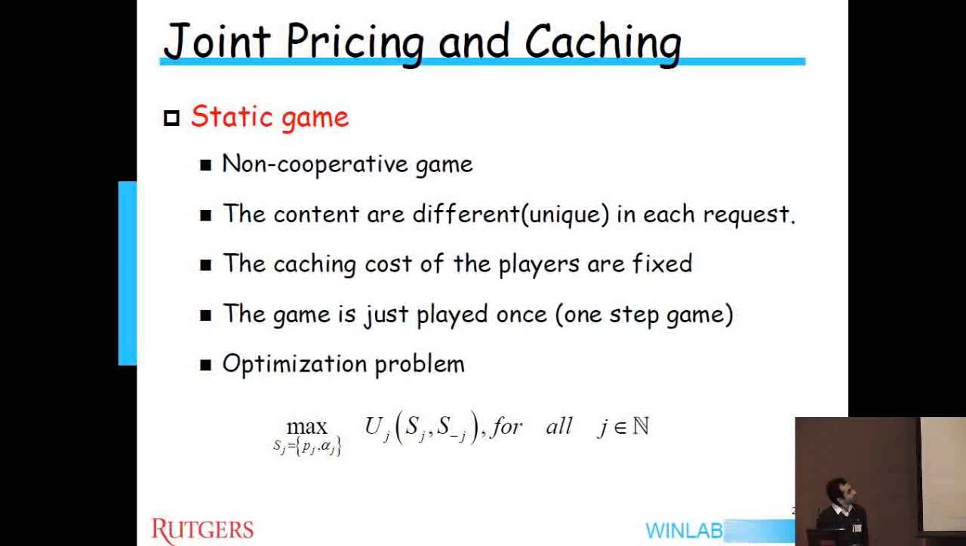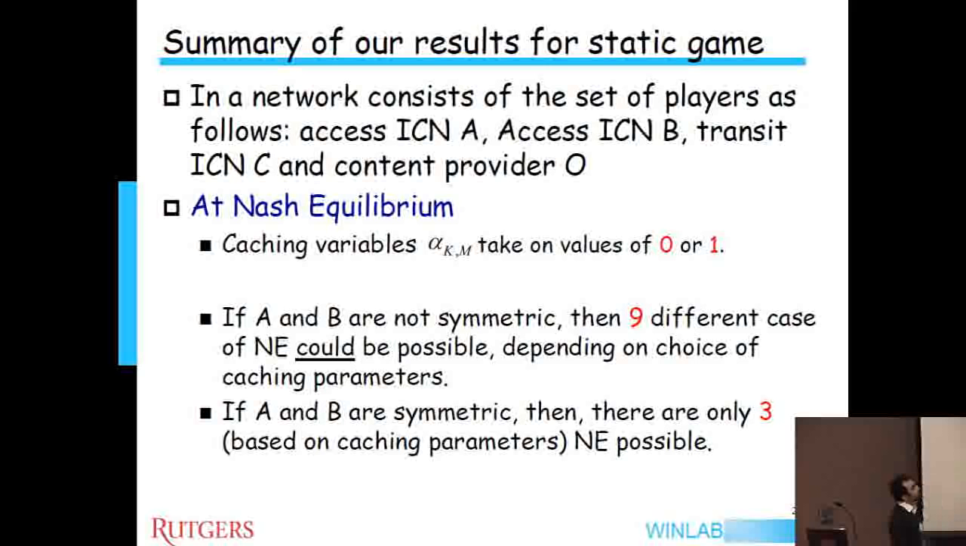The result that we got for a network that consists of 2 access ICN A and B, 1 transit ICN C, and 1 content provider O, at the Nash equilibrium will be that the caching variables alpha Km take on values of 0 or 1, because there is a linear relationship between the utility function and the caching variables. And if we assume that access ICN A and B are not symmetric, it means that the parameters that we use for these 2 access ICN are not the same, then we can have 9 different cases possible, depending on the choice of caching parameters, that can be Nash equilibrium. And for the case that A and B are symmetric, then there are only 3 Nash equilibria possible.